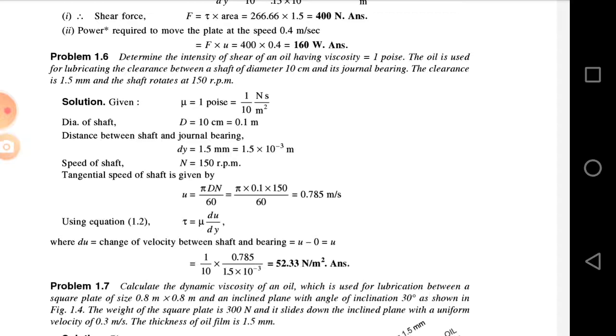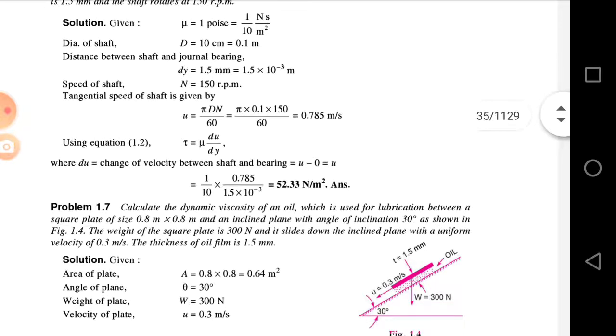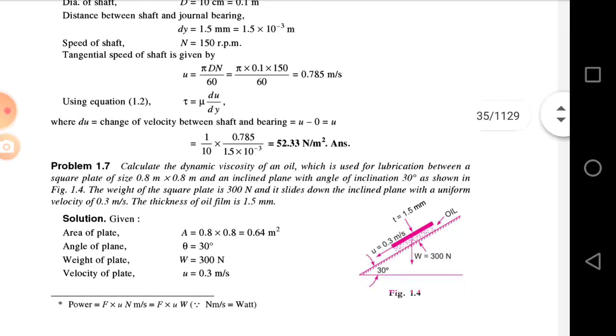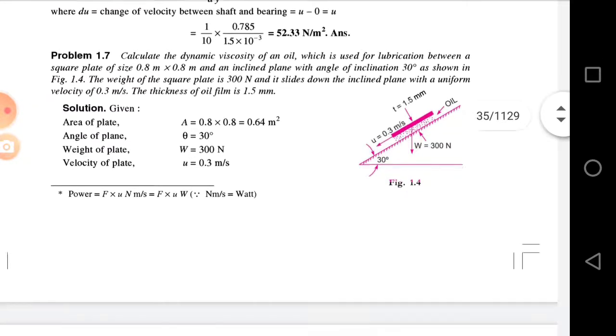Solution, we'll see the solution here. Mu is 1 poise, diameter 0.1 meter, distance between the shaft and bearing 1.5 into 10 power minus 3 meter. Speed of the shaft 150 rpm. Therefore, tangential speed is pi DN by 60, 0.785 meter per second. Using the equation tau is equal to mu into du by dy, you get the value of shear stress 52.33 Newton per meter square. Another simple problem on inclined plane.